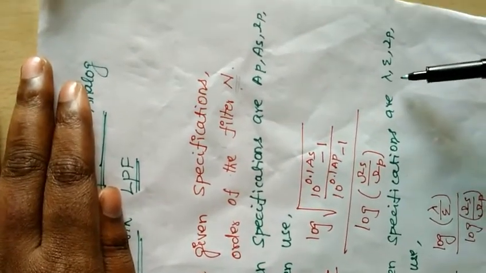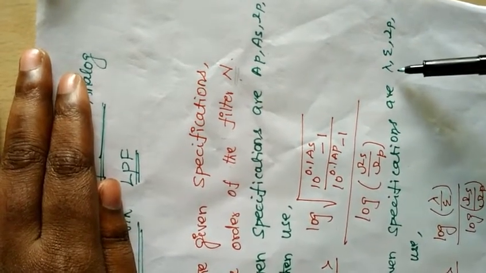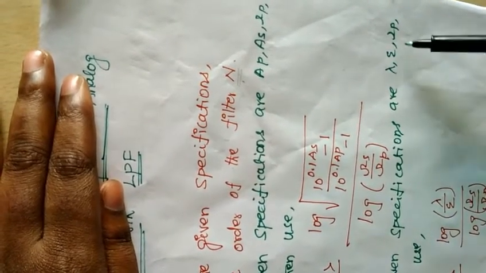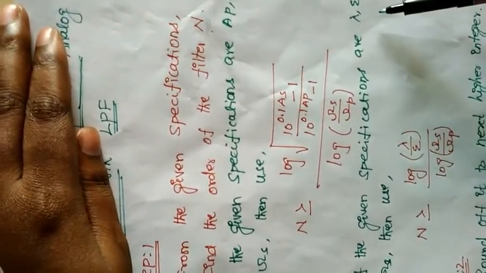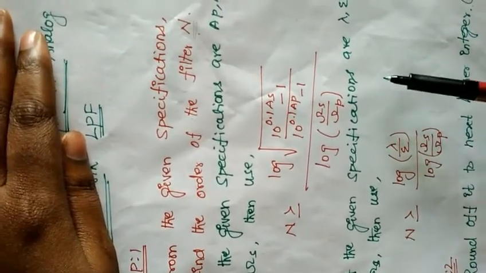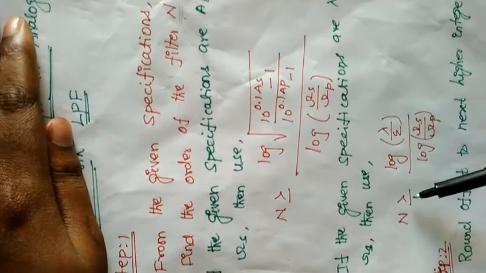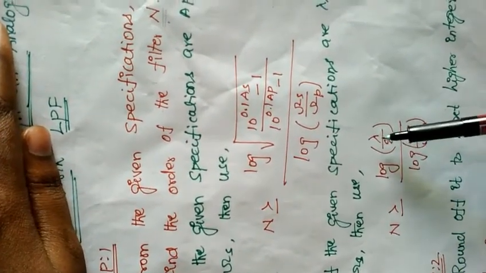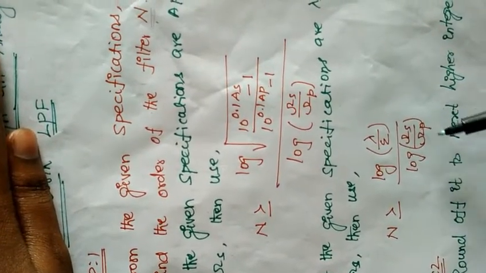Sometimes they will give it in the form of a condition, that is lambda. From that condition we have to find out lambda and epsilon, and they will give the OMP, OMS values also. That will be in the form of a condition. If that is given, that is type 2, then we have to use the N value as N should be greater than or equal to log of lambda divided by epsilon divided by log of OMS divided by OMP.